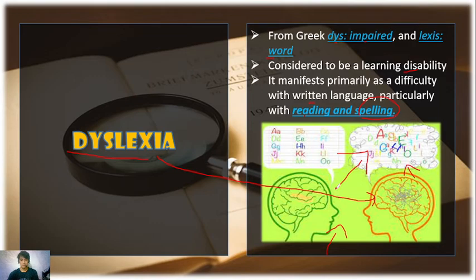He cannot easily write the words properly, or he cannot put the letters in the correct manner or in the correct order. So that's why nahihirapan sila sa spelling. And since he can't recognize easily those letters or the proper places of those letters, that's why nahihirapan din siyang basahin. So that is what we call dyslexia.